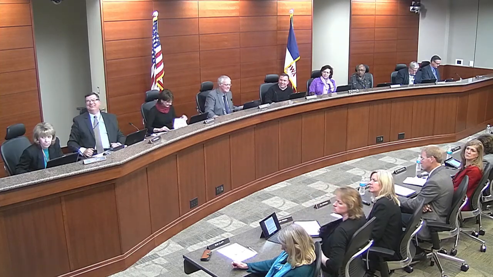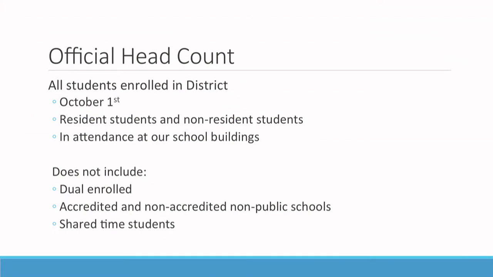I want to talk about two sets of numbers. The first set is the official head count. What is included in official head count is all of the students that are in full-time attendance in our buildings. So this does not include any students who are dual enrolled or that we share, or through our homeschool assistance program, because we don't get full-time funding for those students. So the first charts I'm going to show you are just the official head count.